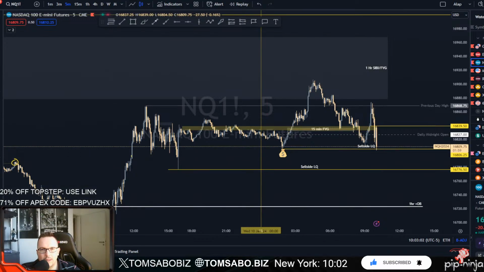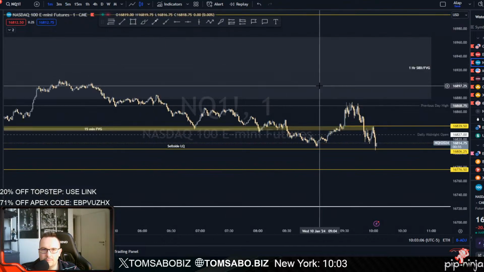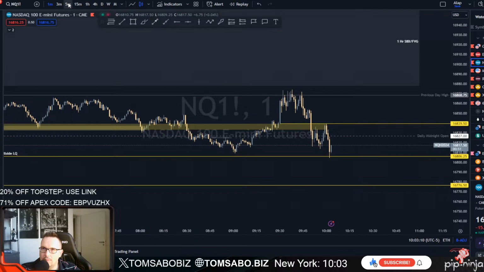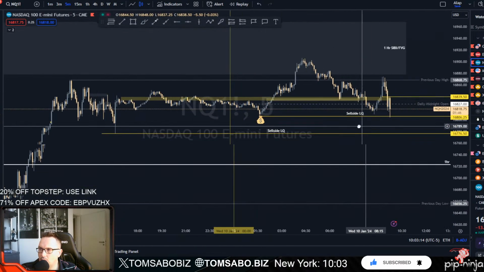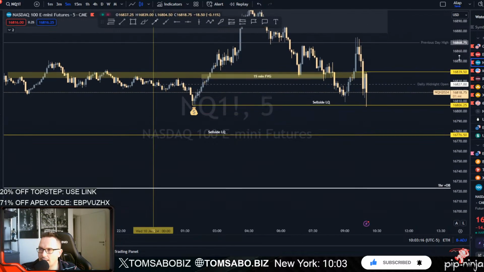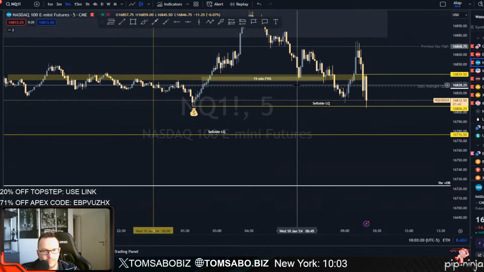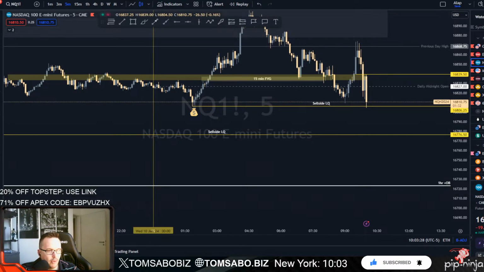Crazy drop. Now, at least we had a structure shift on the 1 minute. At least we had a structure shift. I wonder how long it is going to hold. Are we going to go down lower? It took the sell side here at 806. Okay, I admit I have some FOMO. I have some FOMO there.